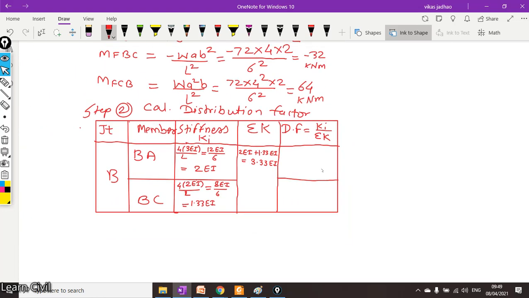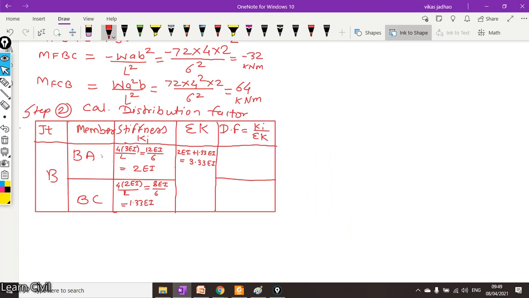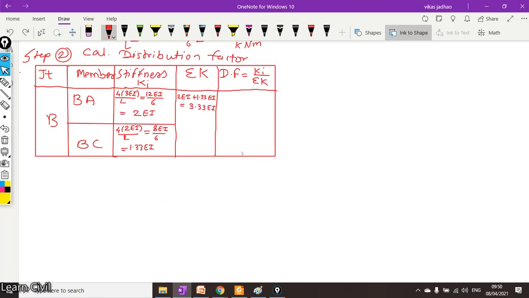Now we have to calculate the distribution factor for BA and BC respectively. The distribution factor is given by this particular formula, that is Ki divided by summation of K. So write down here, we have Ki equal to twice EI, divided by summation of K, which is 3.33 EI. So the distribution factor will be equal to 0.6.